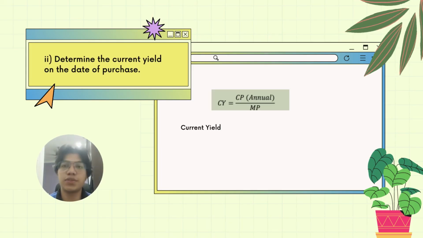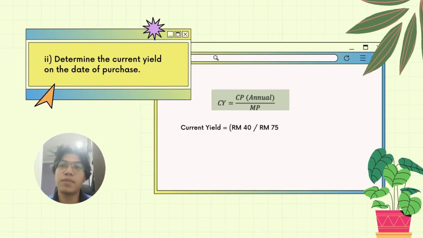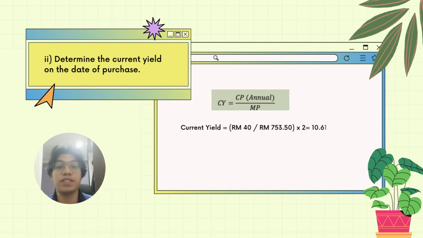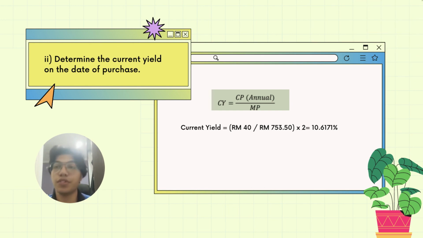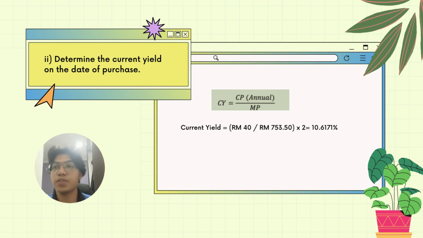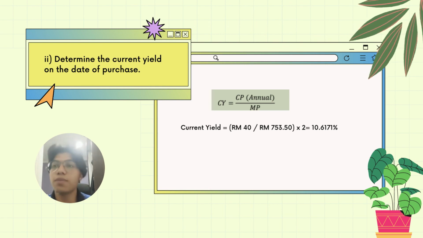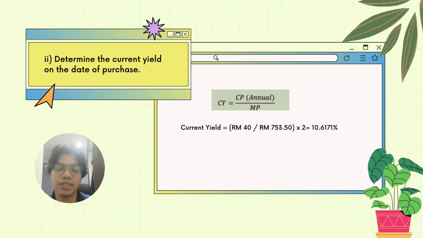For the last question, which is 2B2, determine the current yield on the date of purchase. The formula of current yield is CP annual over MP, so the current yield equals RM40 over 753.50 times by 2, which equals 10.6171%.